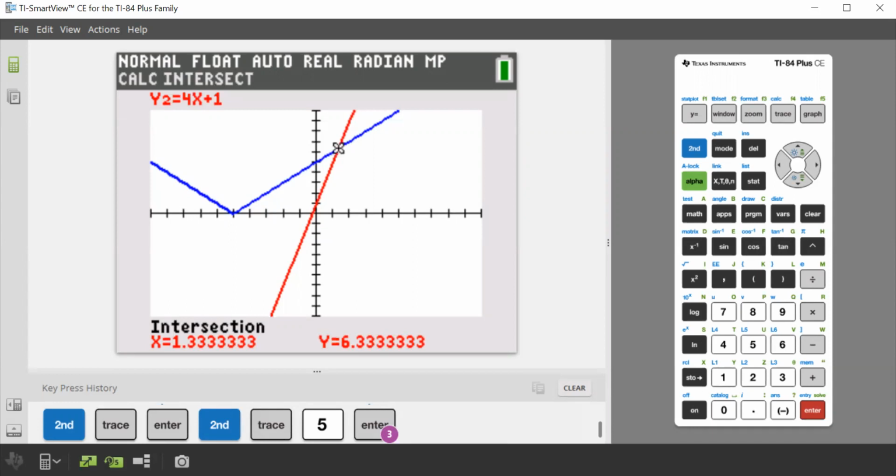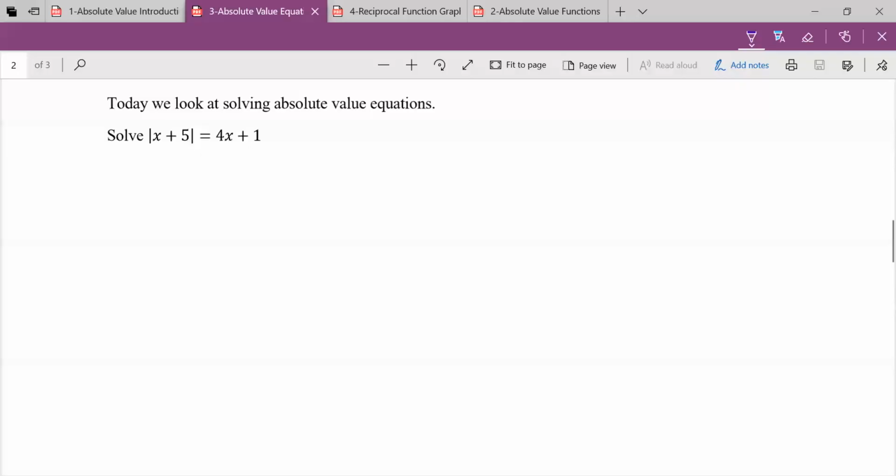So again, always do this first: go and graph it and get the answer first. You might as well. So I know the answer is 4 over 3, so I'm just going to write it up here and say, oh yeah, that's my answer. Now, how do I show this?